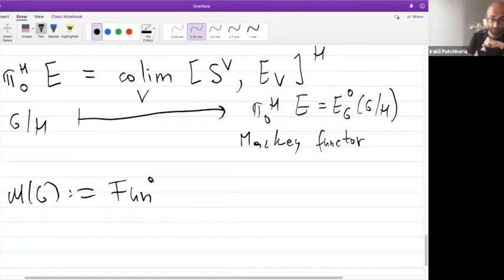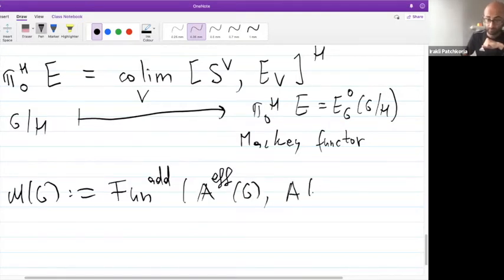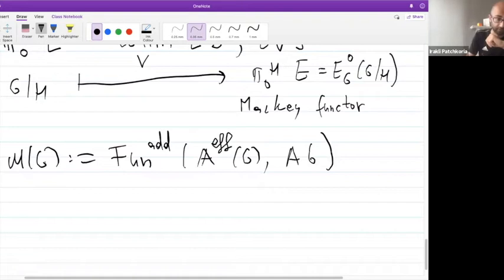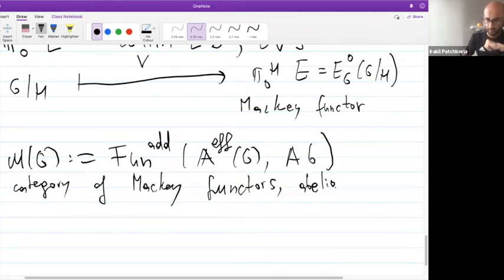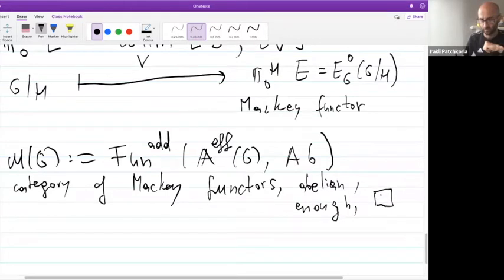So it's the additive functors from this Burnside category of spans that I was talking about into abelian groups. So this is the category of Mackey functors. And this is a nice abelian category. It's abelian, with enough projectives. And later, maybe I can right away mention, it also has a tensor product, the so-called box product. So it's symmetric monoidal.